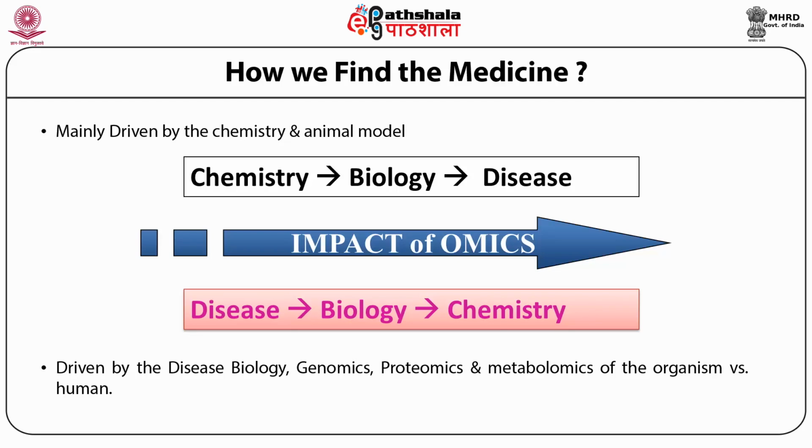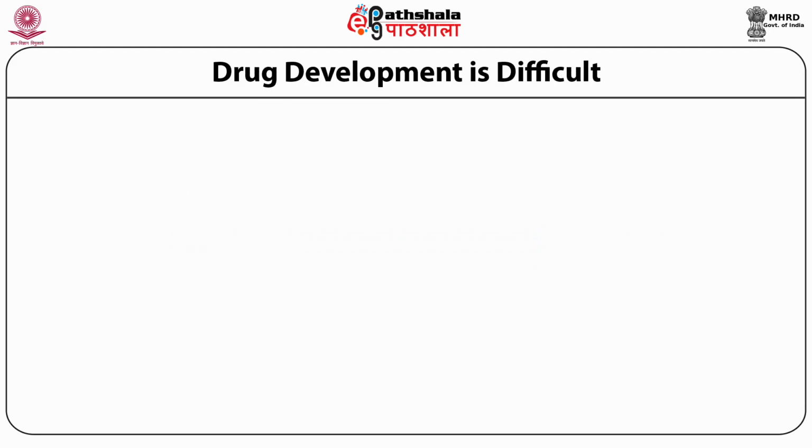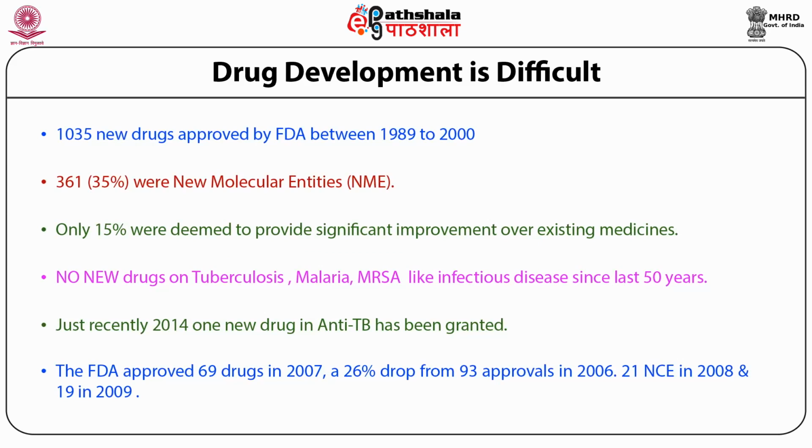Then one uses that information to design a chemistry. So as you notice, the impact of omics has changed the direction totally. The difficulty or challenges in drug development: there are a few facts noted here which you can read by yourself.